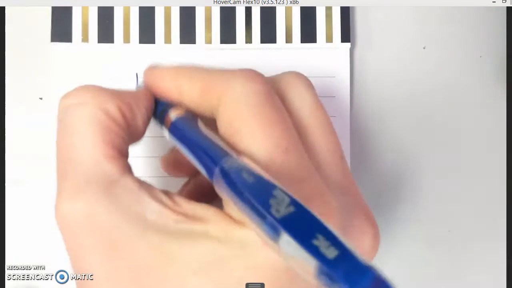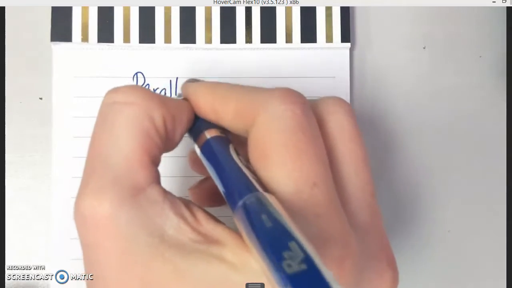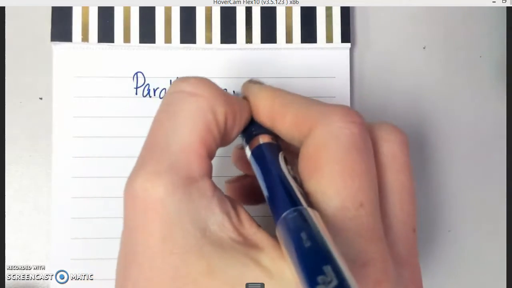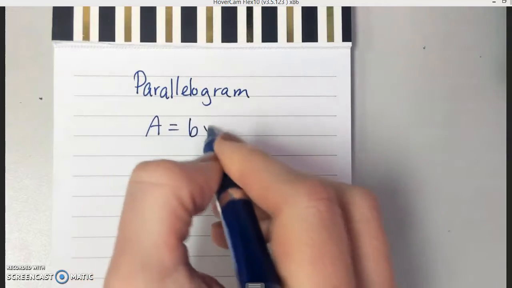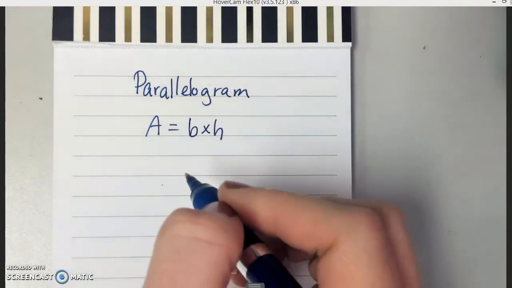Okay, so this week so far, we have learned how to find the area of a parallelogram. We learned the area for a parallelogram is area equals base times height. Right? So for a parallelogram, we have area equals base times height. That's our formula we use.